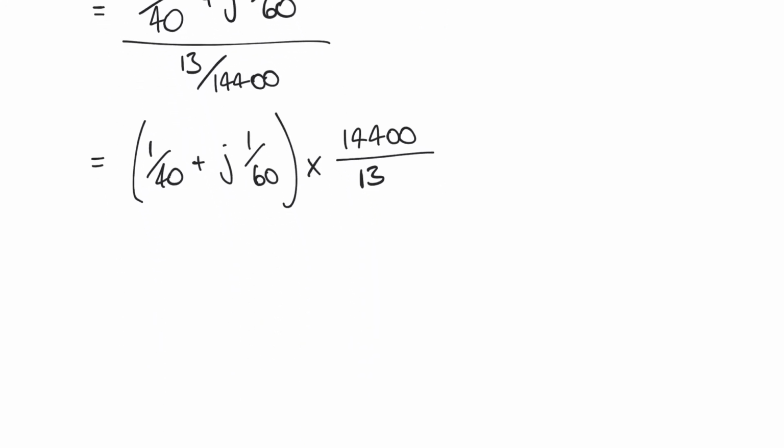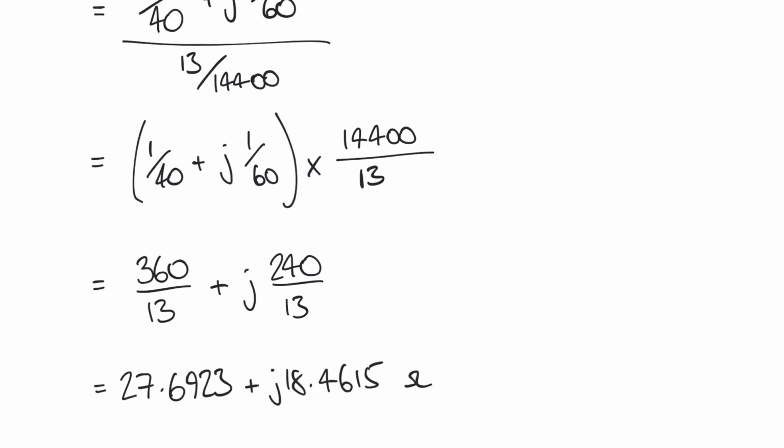And if we multiply out all those terms, multiplying 1 over 40 by this fraction and 1 over 60 by this fraction, we can multiply out that bracket. We have 360 over 13 as our real component, plus j 240 over 13 as our imaginary component. And that's as rational numbers in fractional form. We could round that to decimals. We end up with something like this, 27.6923 plus j 18.4615 ohms as a decimal.